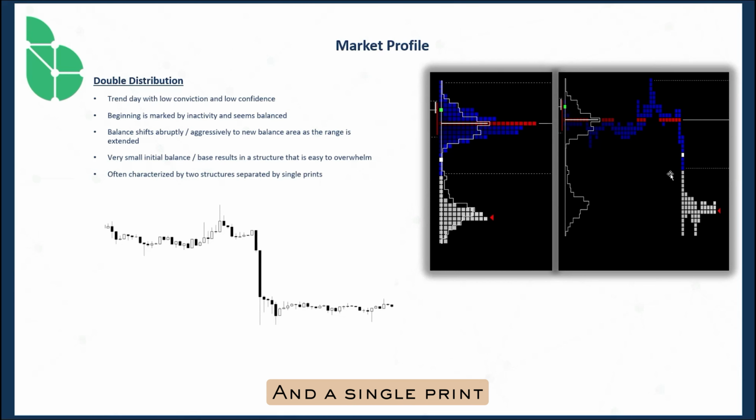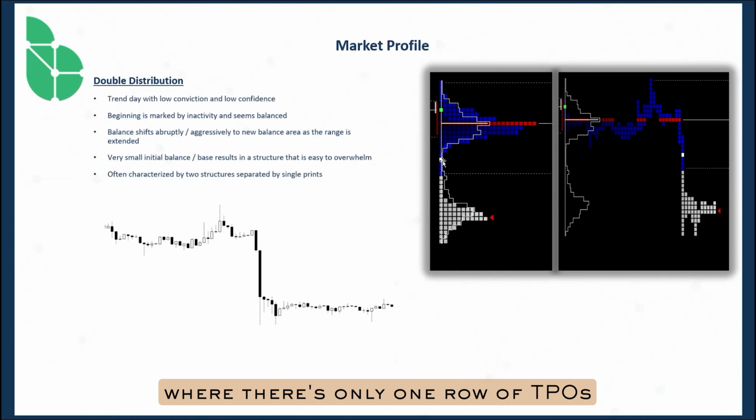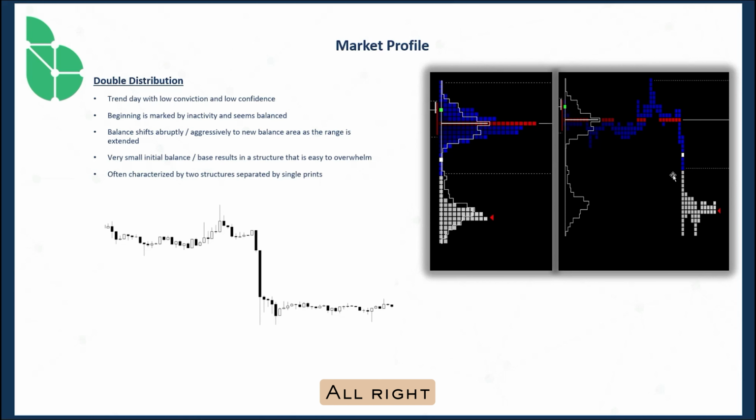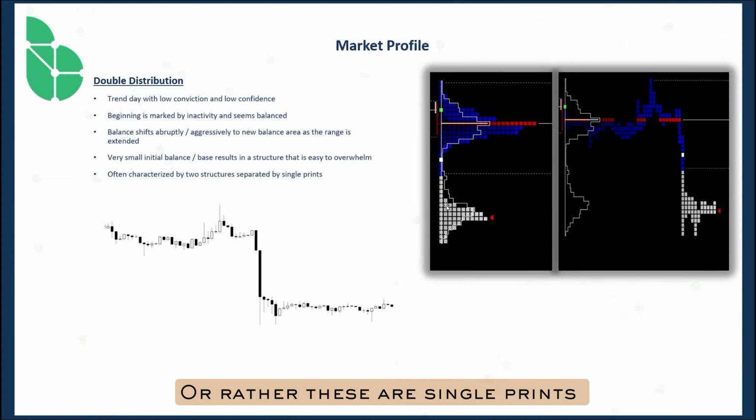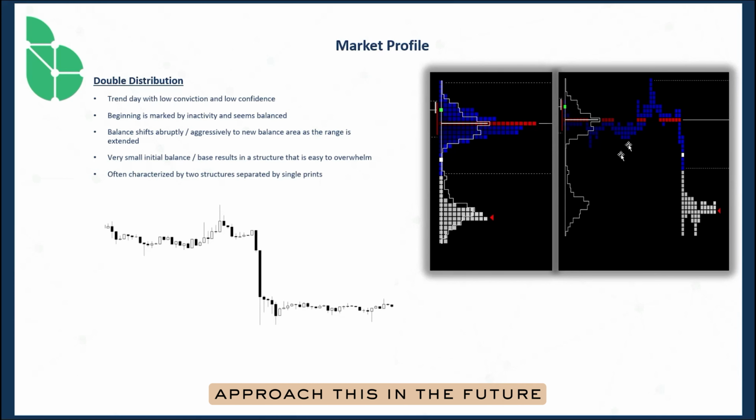A single print is any time you get a structure like this, where there's only one row of TPOs. So this is a low volume node, this is a high volume node, and this is a single print. Or rather, these are single prints. So the market didn't spend any time here. There are two ways that we could approach this in the future.